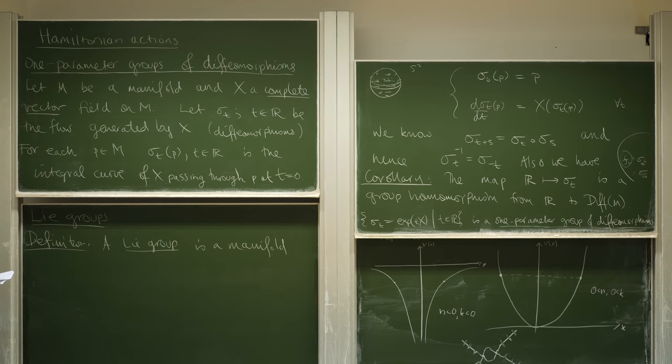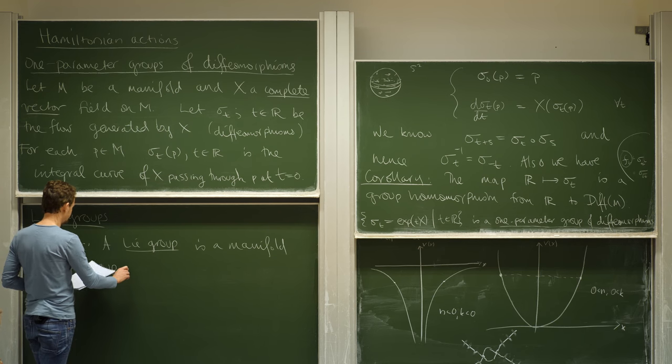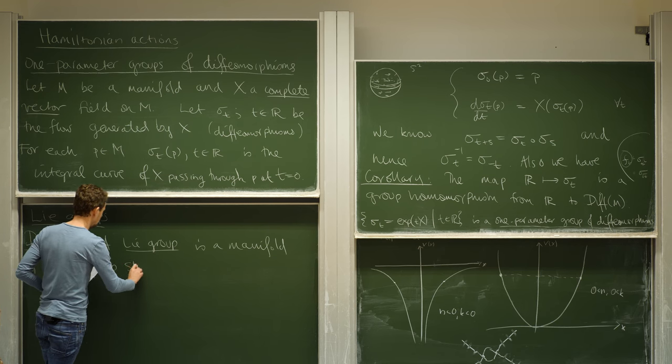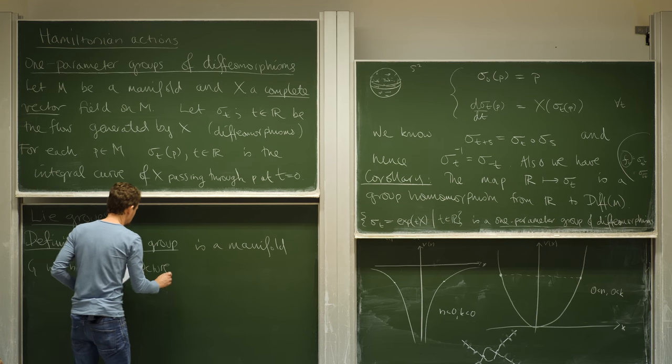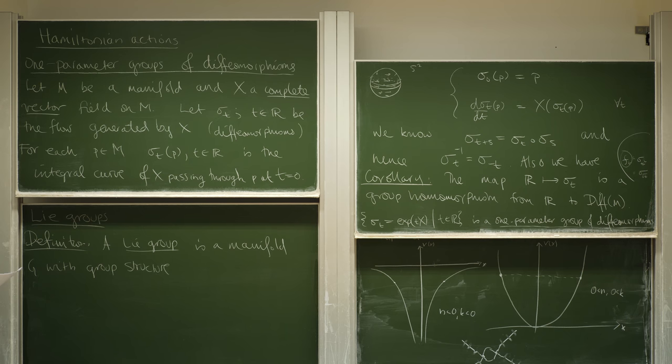So a Lie group, what is it? Well, it's a manifold. So it's not just a group, it's also a manifold. A manifold that is a group. That's still not a Lie group. A manifold that is a group is not a Lie group because it could be that the group operations weren't smooth or continuous or anything, right?